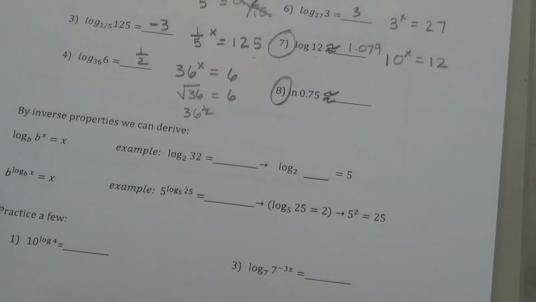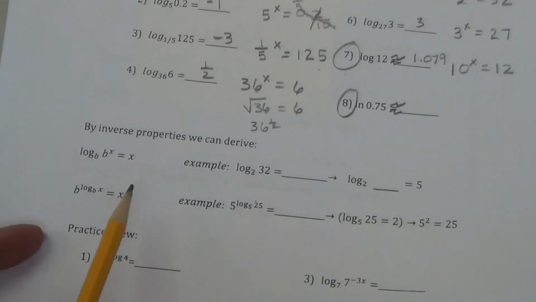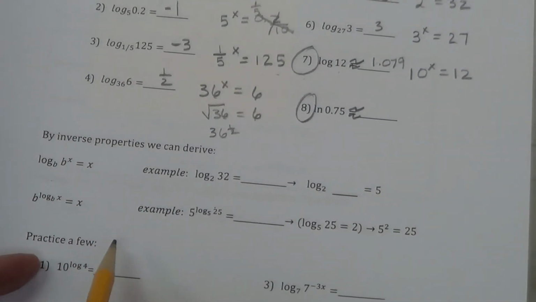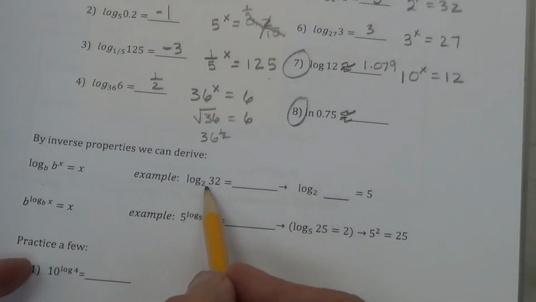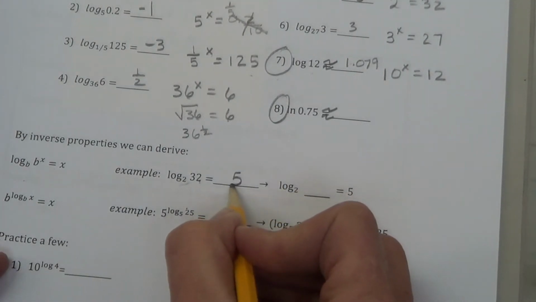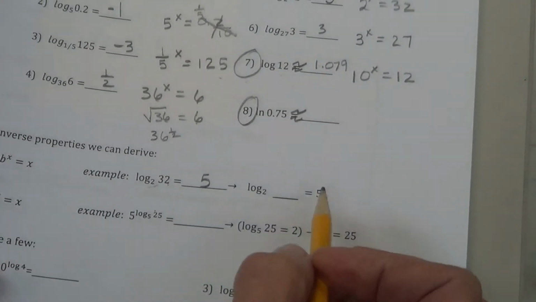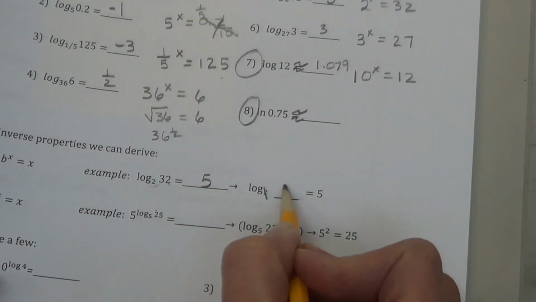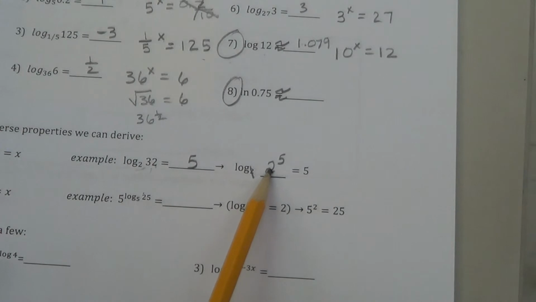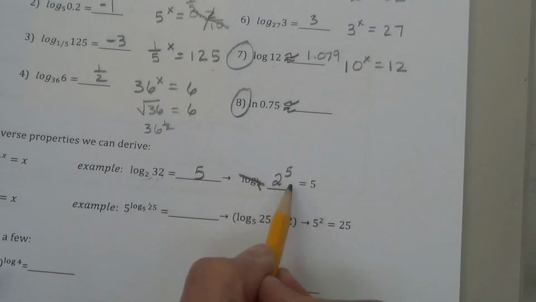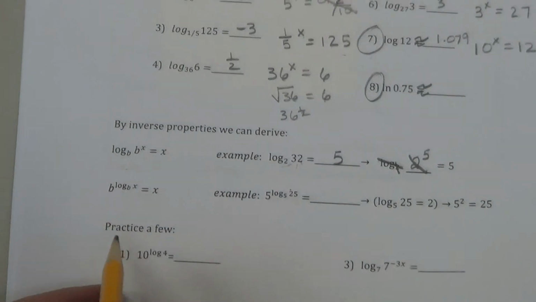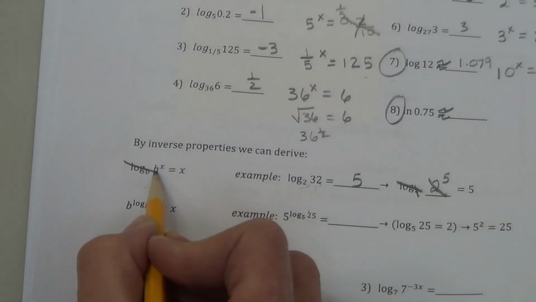Okay? So, if we have log base b of b to the x equals x, basically what we find is that log base 2 of 32, this is just an example, is equal to 5, and that these cancel because 32 is the same thing as 2 to the 5th. So if we have log base 2 of 2 to the 5th, then we know that it's equal to 5.